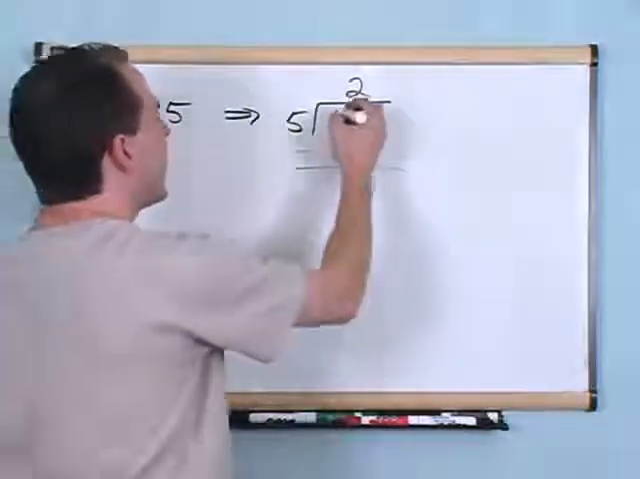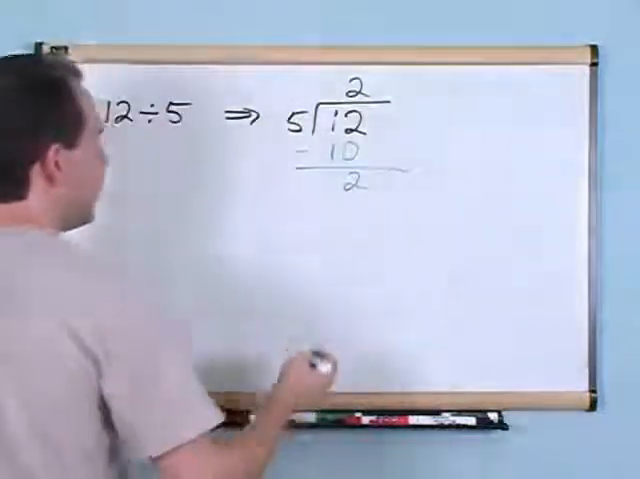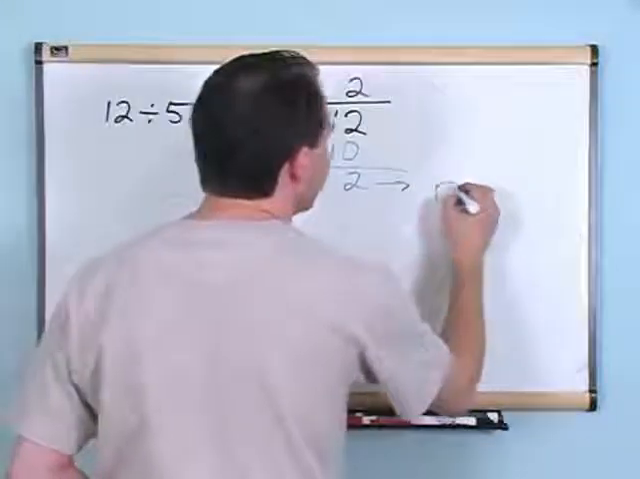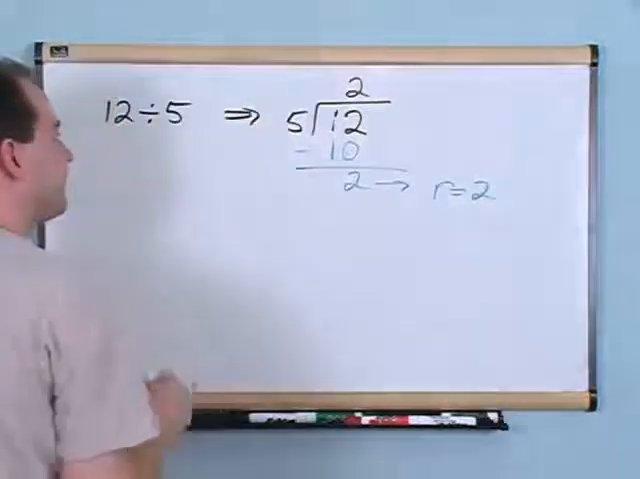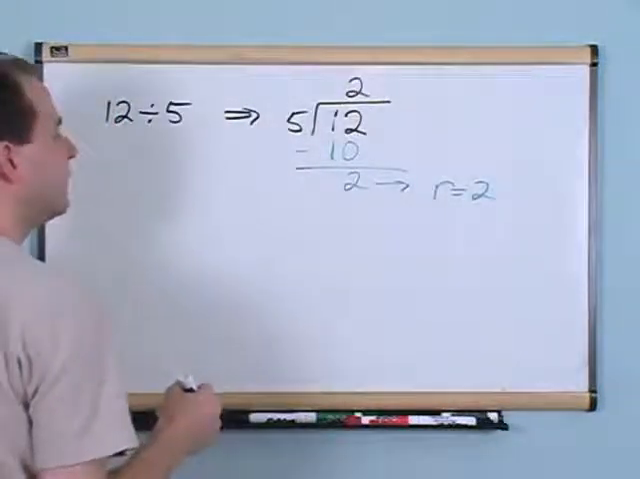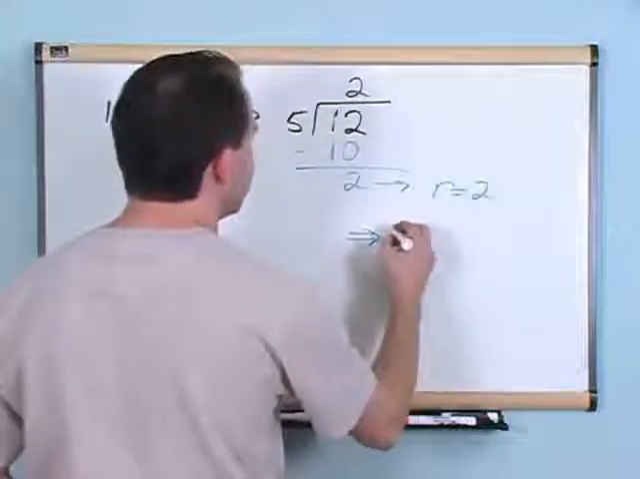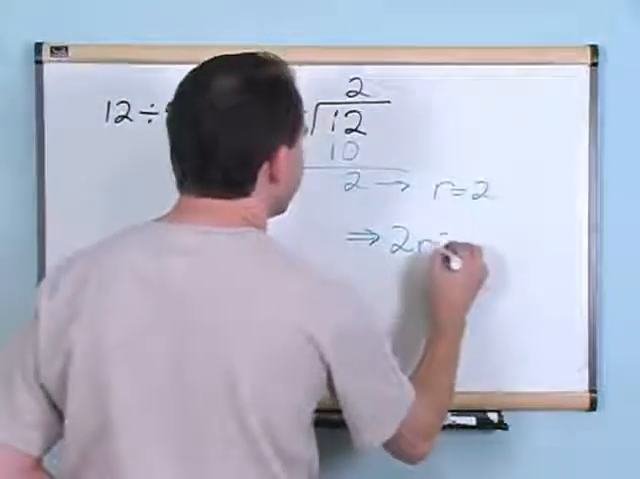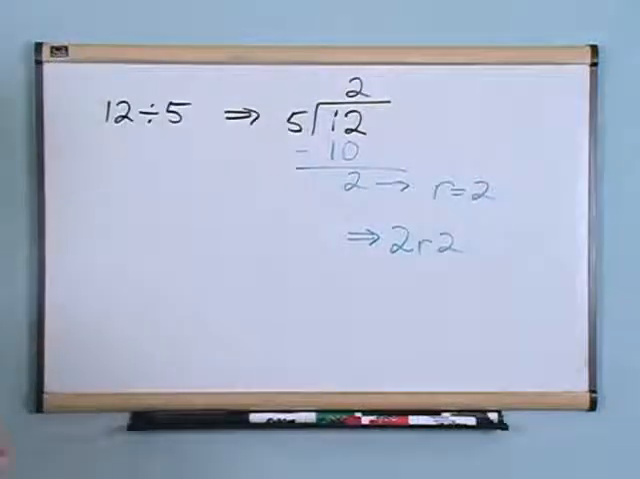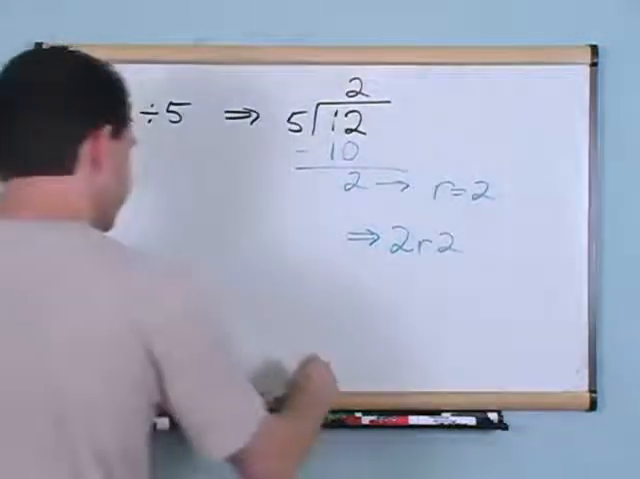So basically you just stop, and you say that the remainder is equal to 2. So the answer to this problem would be 2 with a remainder of 2. Now let's figure out why that makes sense.